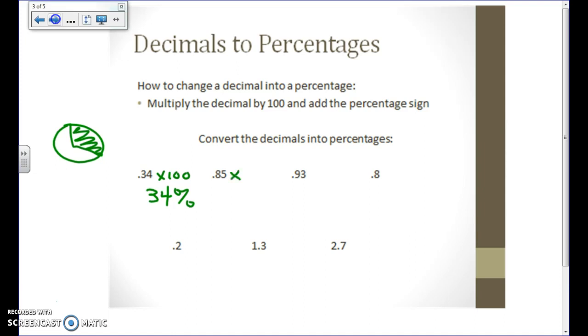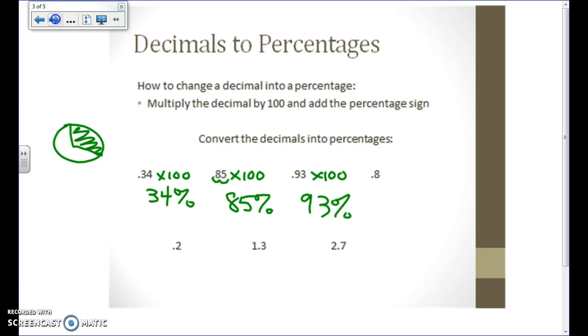0.85 times 100. Again, if I'm multiplying by 100, for every zero I move the decimal one place, so that's 85%. Notice how my decimals do not have percent signs behind them, and my percentages do. That's not optional. If you're talking in terms of percents, you need to write the percent sign down. 0.93, same thing. If I multiply it by 100, that's 93%.